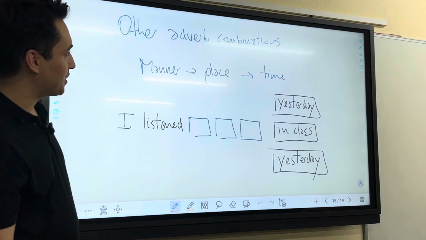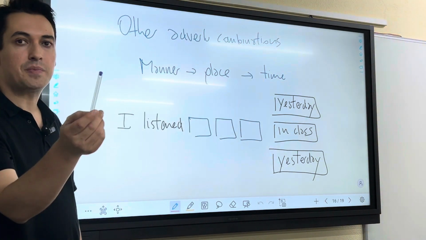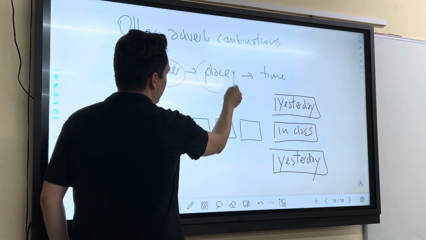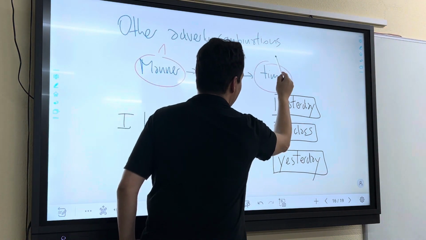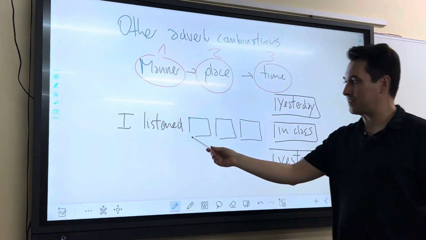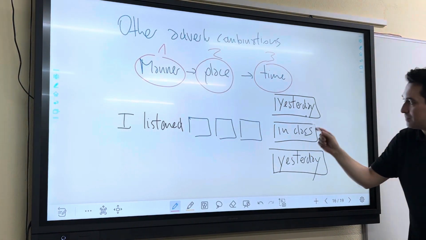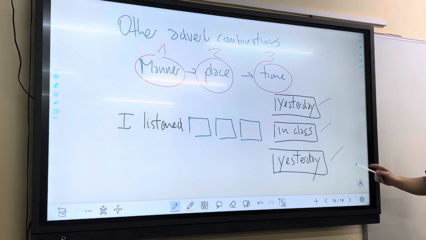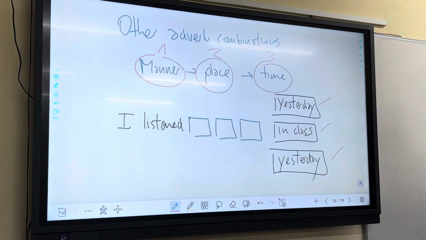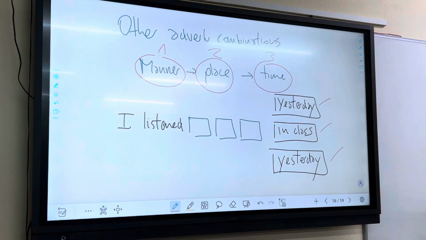Other adverb combinations. Look at this. This is the question you asked before. Manner first, then place, and then time. "I listened yesterday in class yesterday." Oh my God, I have two yesterdays.